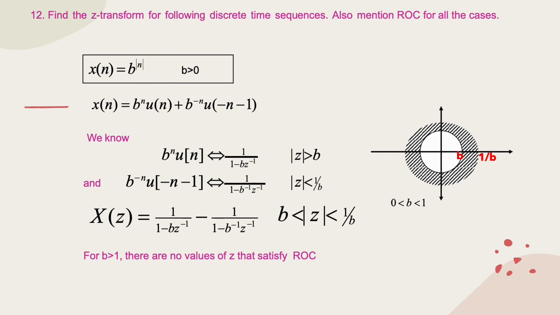The next one: find the z transform of the following discrete time sequence, and also mention the ROC. This is b power modulus of n. So this can be written as b power n u of n plus b power minus n u of minus n minus 1. As we know, b power n u of n can be written as 1 divided by 1 minus b z inverse, for modulus of z greater than modulus of b. And b power minus n u of minus n minus 1 can be written as 1 divided by 1 minus b inverse z inverse, for modulus of z less than modulus of b inverse. So now combining these two, this is in the form of a ring. So the z transform part is over.